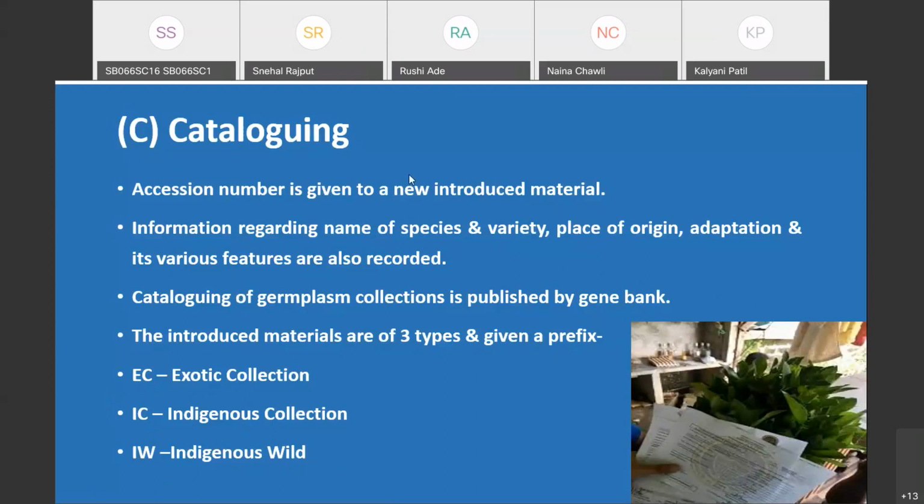That is, after issuing the phytosanitary certificate for the introduced plant material, all the necessary information is given on the leaflet. All the necessary information means the information regarding the name of the species and variety, place of origin, adaptation, and the various features of the plant material. Okay, this process is called cataloging.